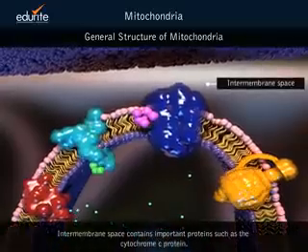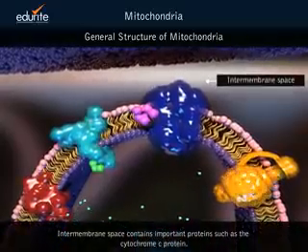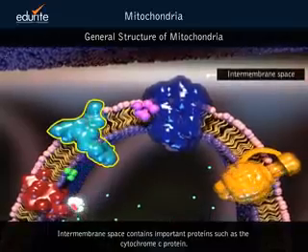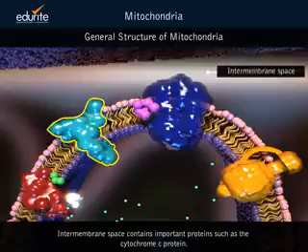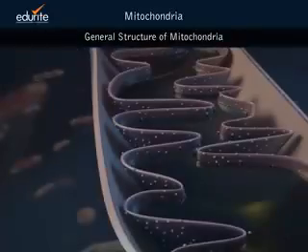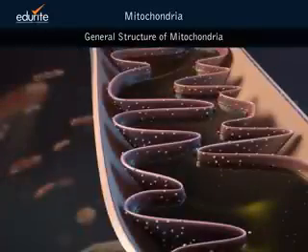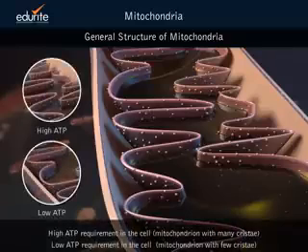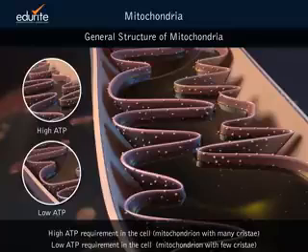The intermembrane space contains several proteins such as the cytochrome C or complex 3, which plays an important role in the electron transport chain. The inner membrane of the mitochondria is thrown into a number of folds called the crista. Crista increase the surface area of the membrane and provide a larger space for biochemical reactions to take place. The number of crista is not constant and can vary with the cell's energy requirement.